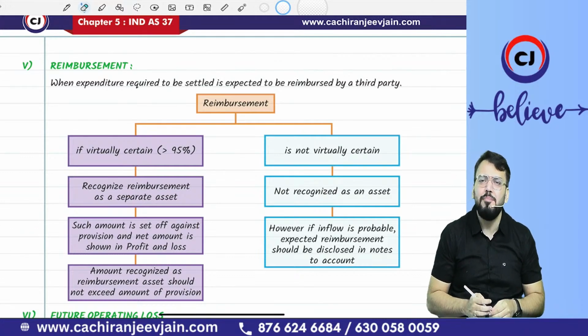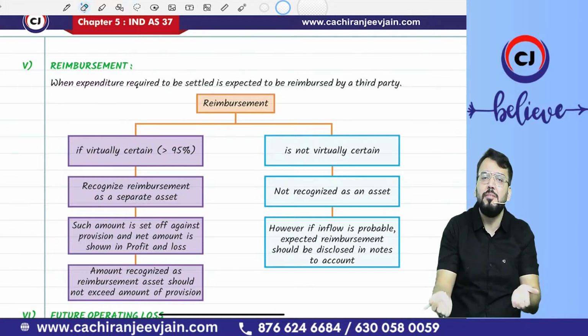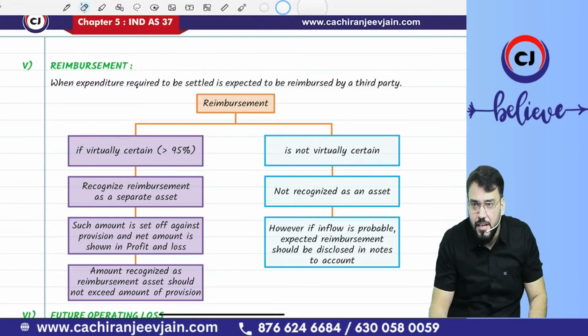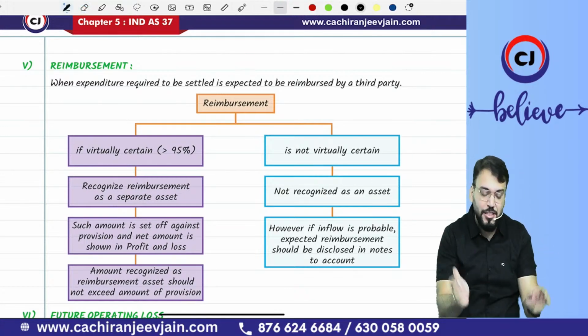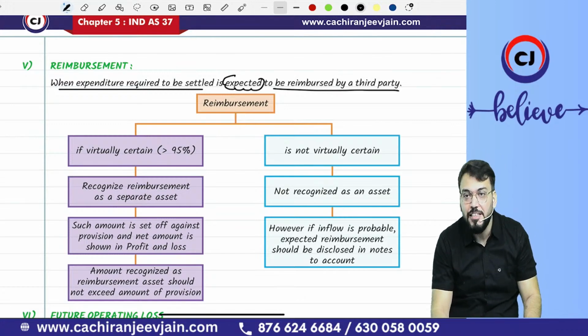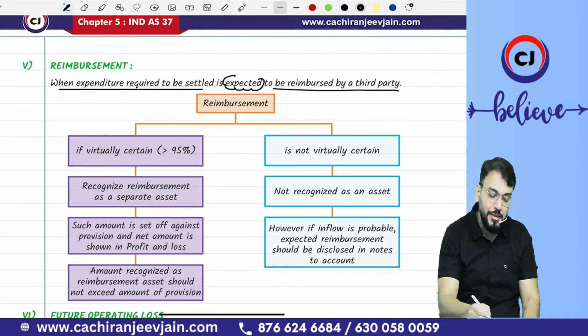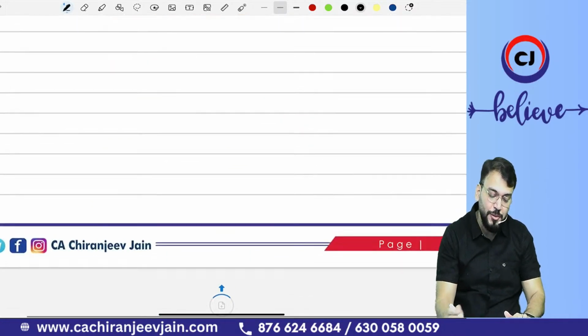That third party can be any internal person, or any external party. External party means it can be an insurance company. What is the topic? I hope you have understood: when the expenditure required to settle a provision is expected to be reimbursed by a third party. Let me take one case study. You will say what needs to be done.